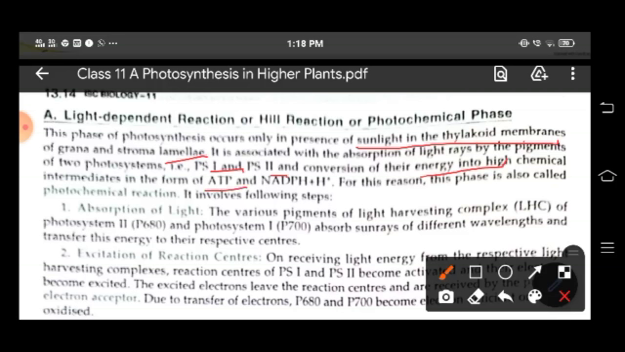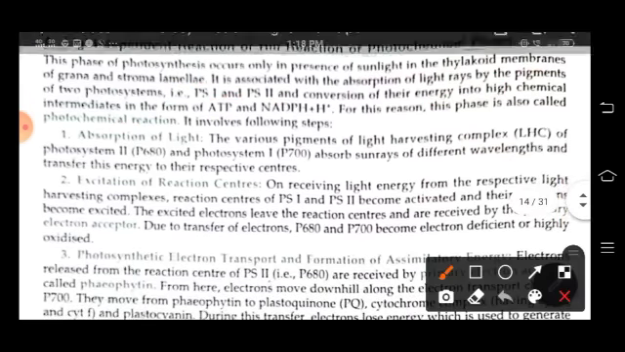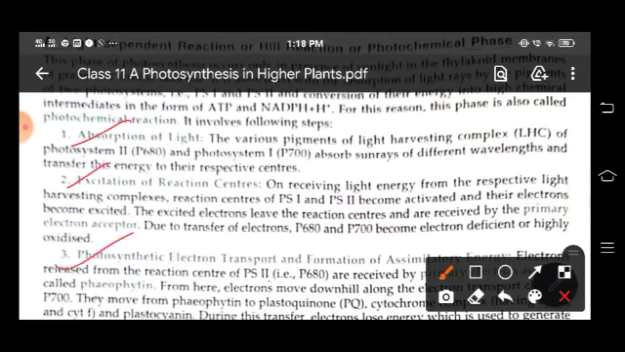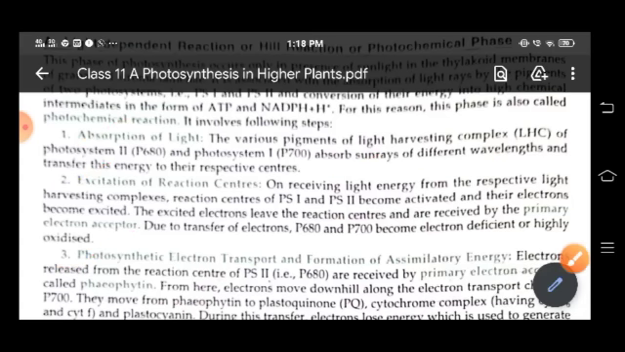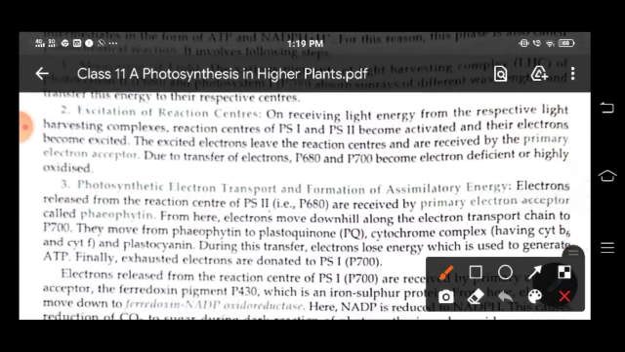This phase is also known as the photochemical reaction, and it has several steps: absorption of light, excitation of the reaction center, photosynthetic electron transport and formation of assimilatory products. Now, the absorption of light occurs by the light harvesting complexes of photosystem 2 and photosystem 1, which absorb sun rays of different wavelengths and transfer the energy to their respective reaction centers. Excitation of the reaction center: when they receive light energy from the light harvesting complexes, the reaction centers become activated and the electrons become excited.